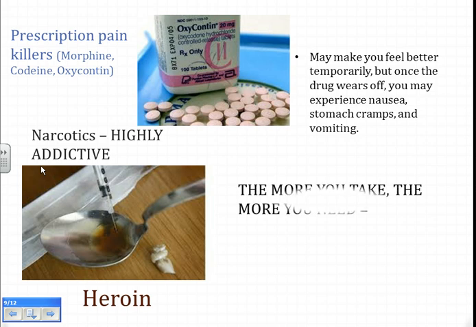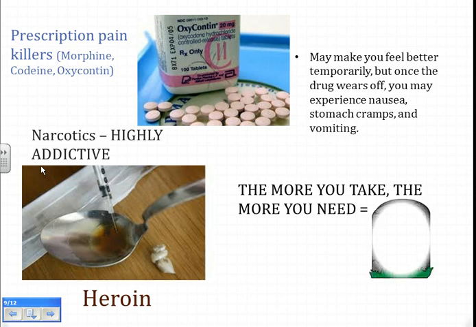The deal with narcotics is once the people take these drugs, the more they need in order to get the same feeling. And because of this reason, it is very easy to overdose on these drugs, leading to death.